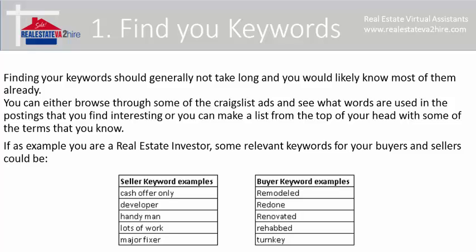What are keywords? Really, keywords are the key phrases that you search for on the likes of Craigslist to find the specific homes that you're looking for. As you can see here on the first slide, I already have a couple of examples at the bottom of seller specific keywords. So those are keywords that match properties that we're looking to sell. In this case, it could be cash offers only, developer, handyman, lots of work, major fixer.